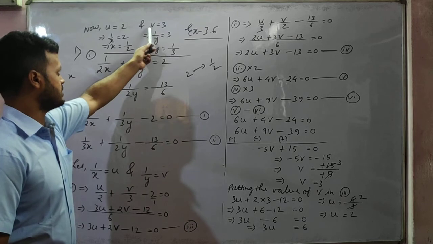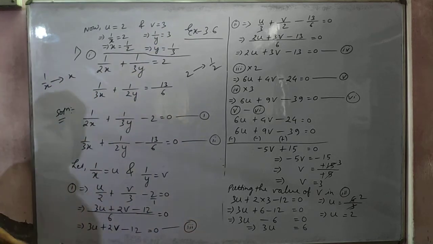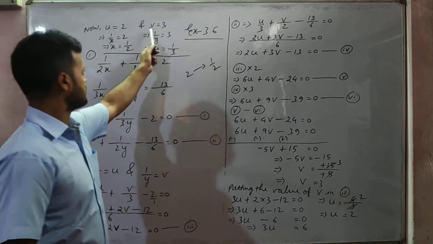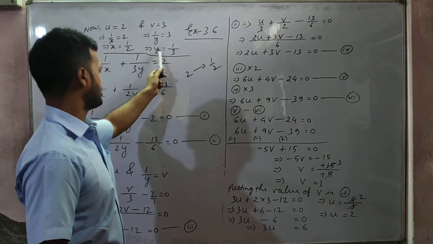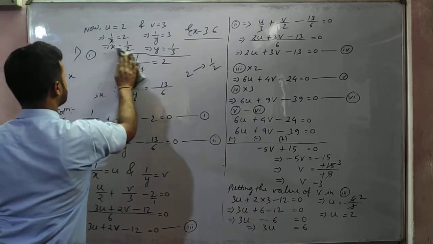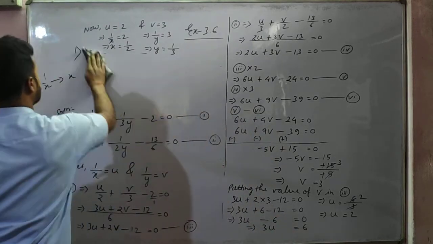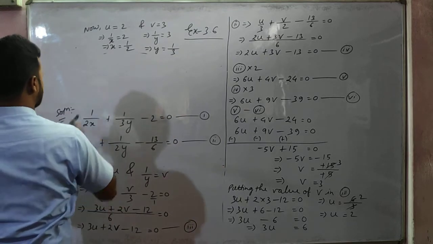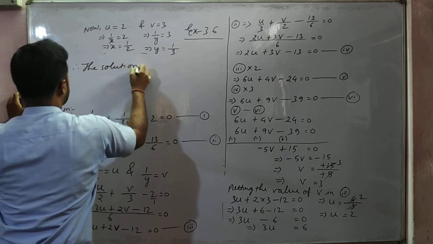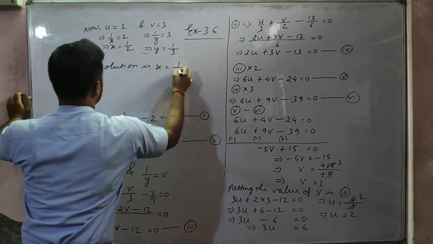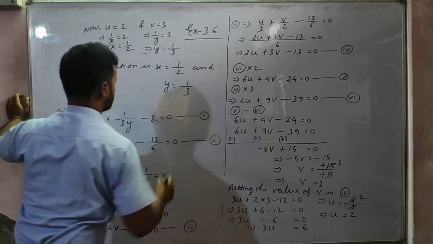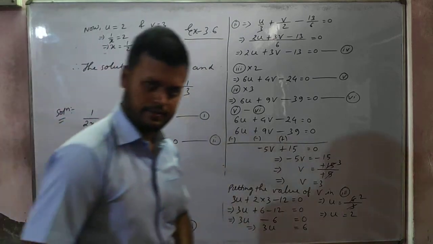Now again, v is equal to 3. What is the value of v? What does v mean actually? v means 1 by y. So in place of v, you just put 1 by y. Both sides you reverse. So y is equal to 1 by 3. So therefore, the last line you can write like this: therefore, the solution is x equal to 1 by 2 and y is equal to 1 by 3. Okay?